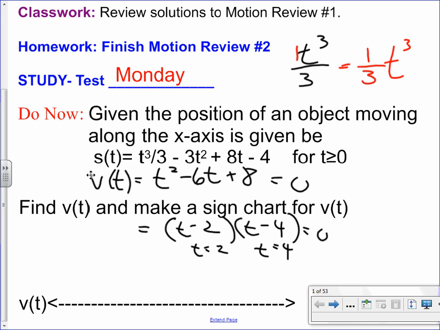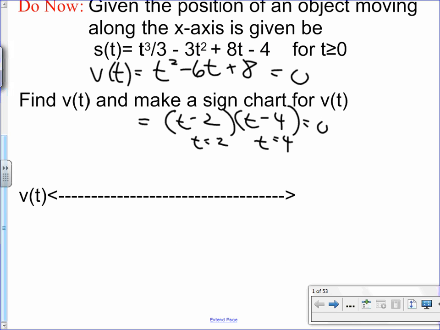The velocity is defined everywhere. There's no value of t that, if I plugged it in, I'd be dividing by 0. So the only time the velocity could change sign would be at 2 and 4. So we start all our motion problems at t equals 0, but the only numbers where it could change sign are 2 and 4. So I only put those numbers on. So now we take test values. You pick a time between 0 and 2, like 1.